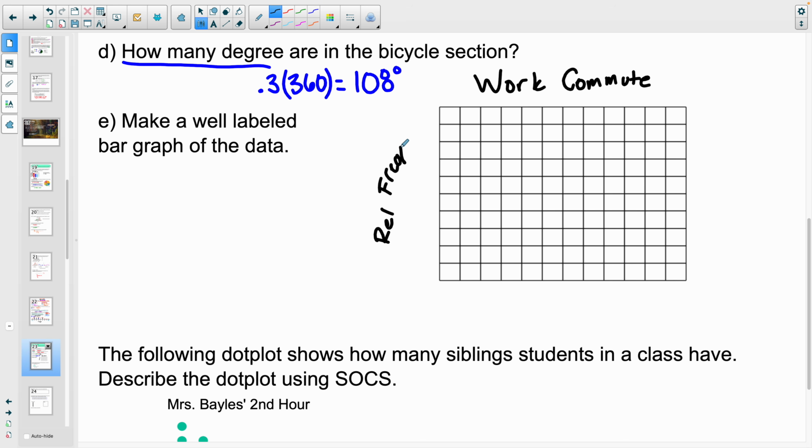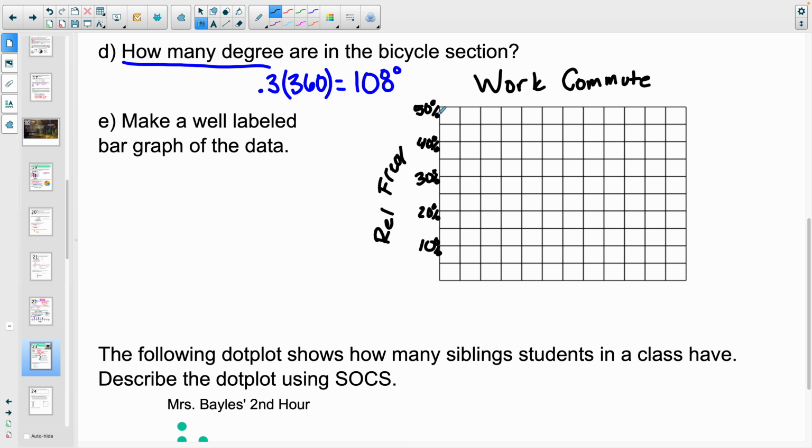And then we're going to label the side. Our biggest percentage in there was 40%, so we just have to make sure we get to 40%. I'm going to skip every other line and go up by tens. So starting at 0, skip a line, 10, skip a line, 20. That way each one of these lines is really representing 5%. This way we get all the way up to 50% at the top.